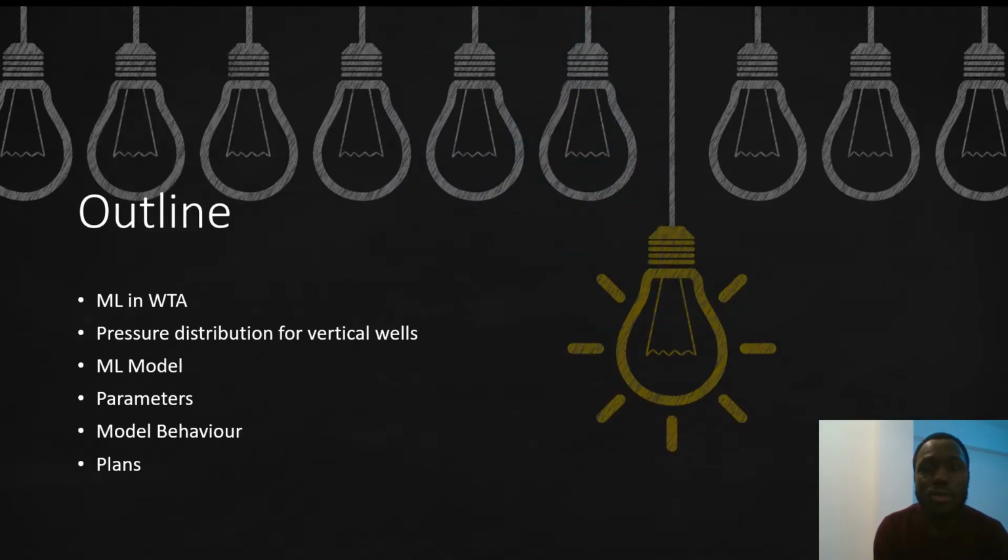On this slide is shown the outline of our presentation. To start with, I will do a quick recap as well as a summary and objective of what this project is all about. And then I will introduce a pressure distribution for vertical wells as well as the accompanying model. And then I will introduce the main machine learning model for our study as well as accompanying parameters. And towards the end of our presentation, we will show you the model behavior based on what we've done so far, as well as explain our future plans concerning this study and this project.